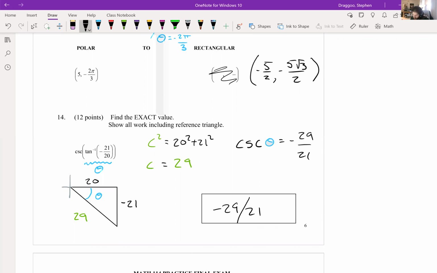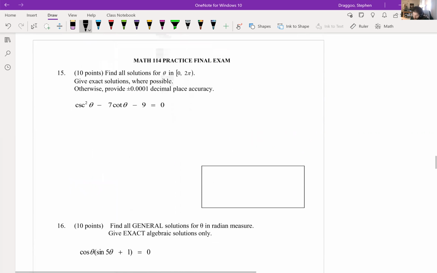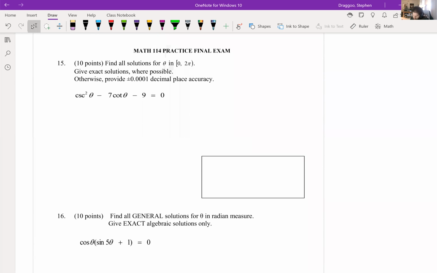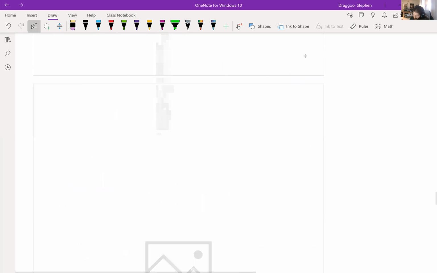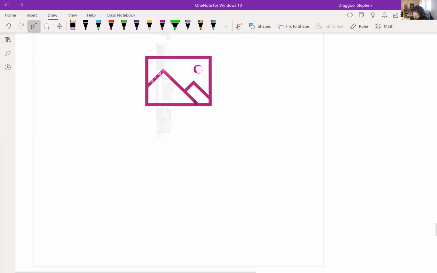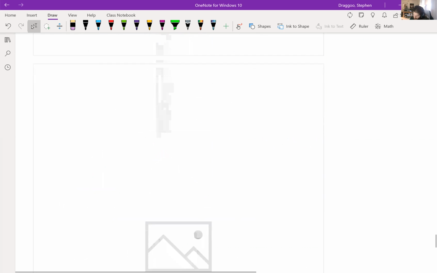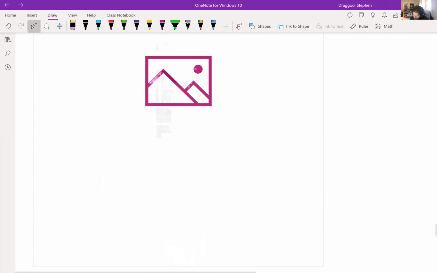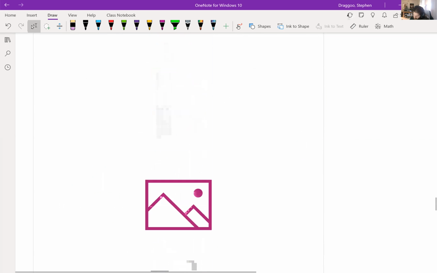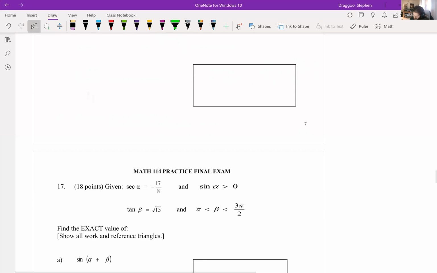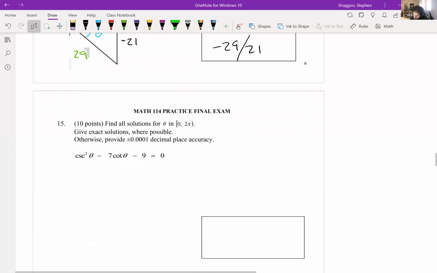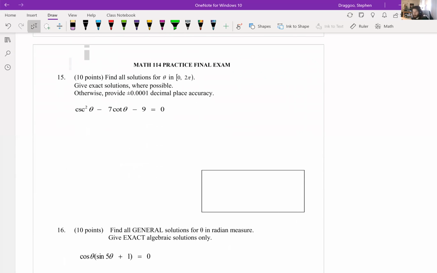Right. How many more problems do we have on this thing? Oh, there's a couple of pages that haven't even loaded. Lots of pages that haven't even loaded. Well, we might not be able to finish in class time.